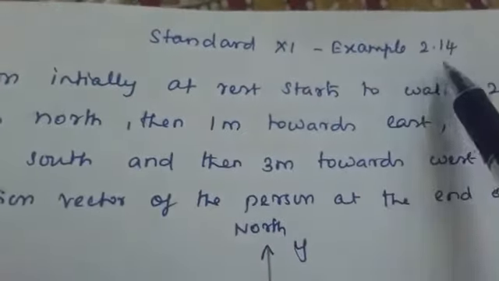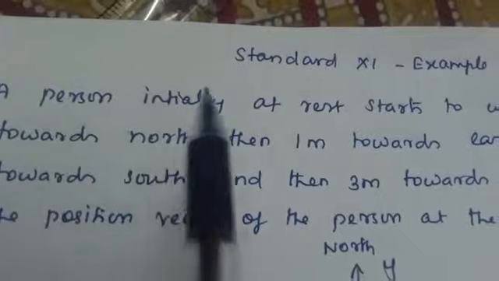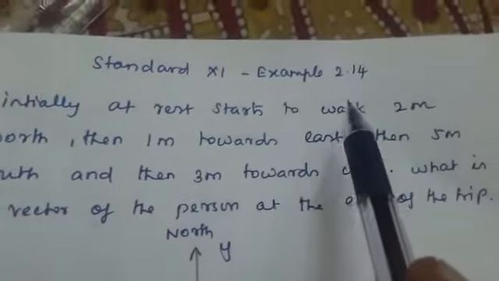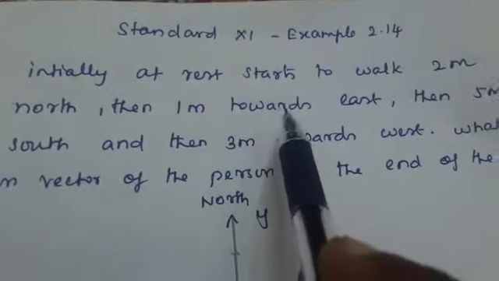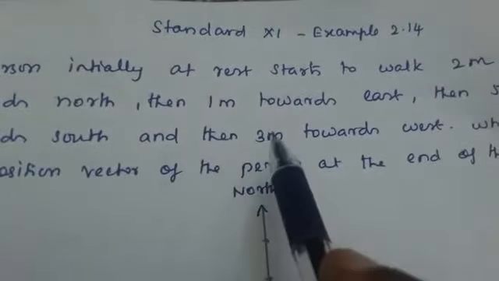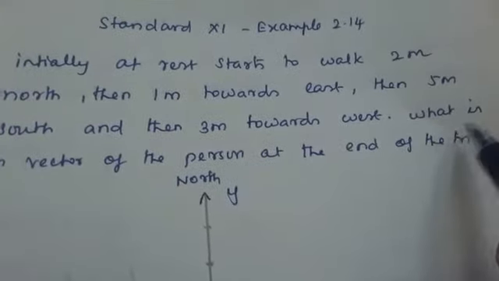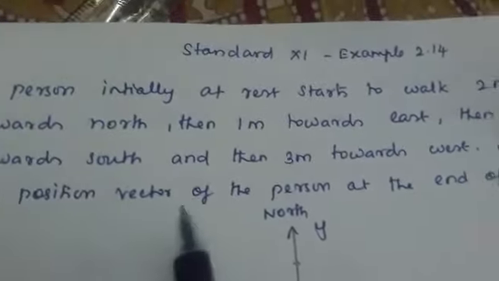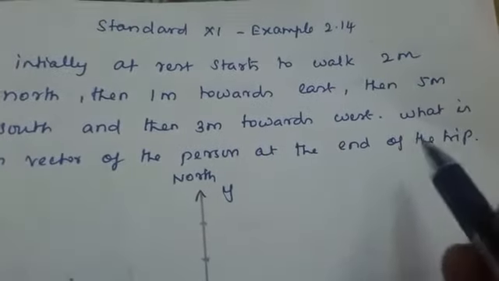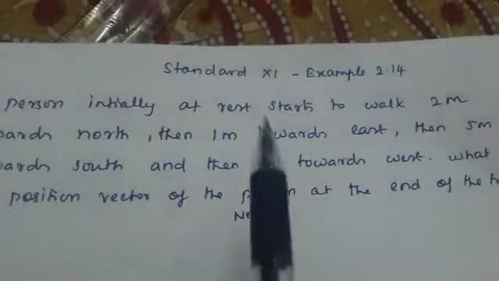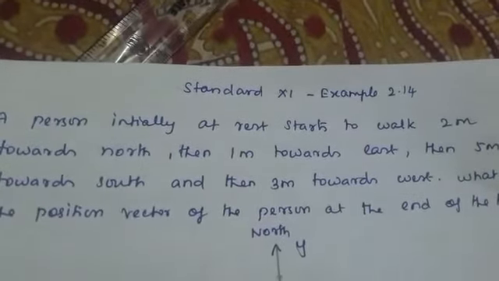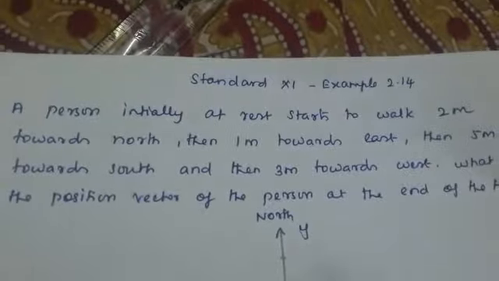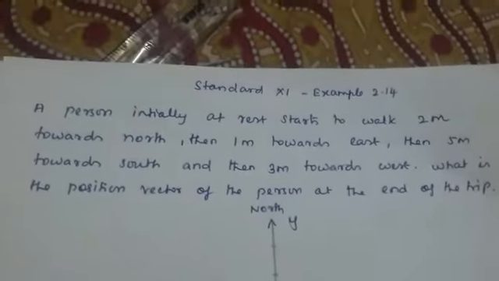Standard 11, example 2.14. A person initially at rest starts to walk 2 meter towards north, then 1 meter towards east, then 5 meter towards south, and then 3 meter towards west. What is the position vector of the person at the end of the trip? So what the question says is how the person walks. Now we have to plot that in the graph. So he is taking all the 4 directions.